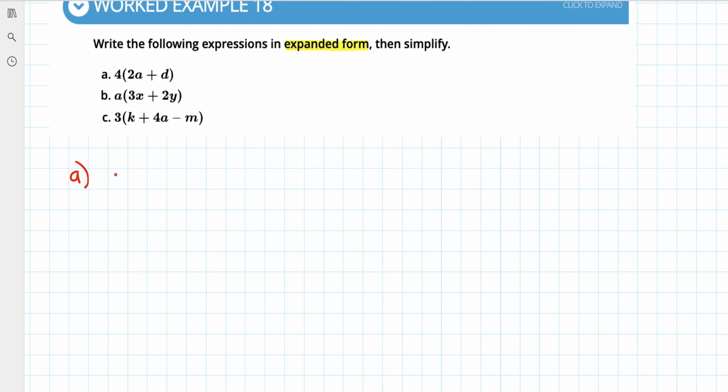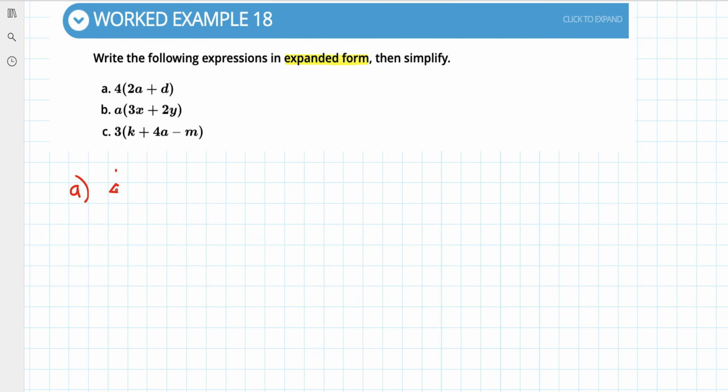So if I have 4 times 2a plus d. Okay, so let's remember what the distributive law says. It says that this 4 is affecting both terms inside the brackets. Therefore, I encourage you to always draw these arrows because that is going to help you to remember what is happening. When it's asking you to write it in expanded form, it's actually asking you to write down the operation that you're doing in your head.